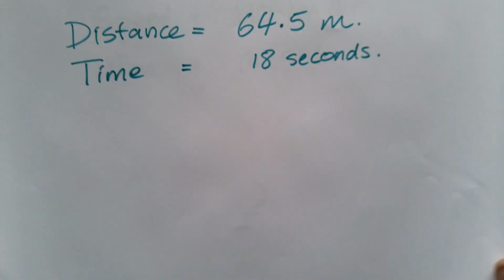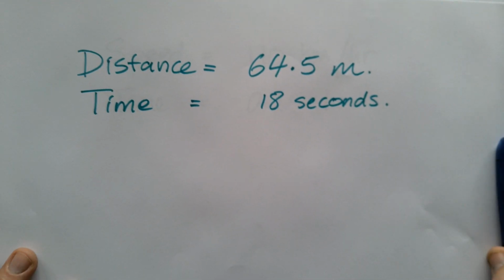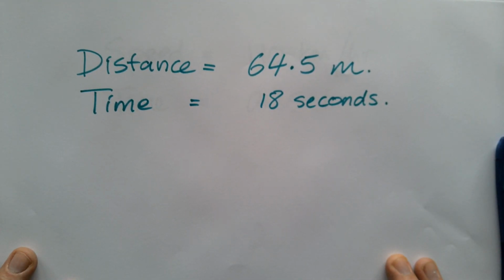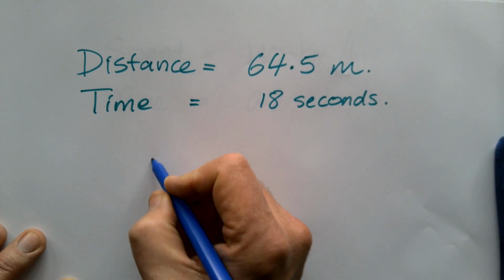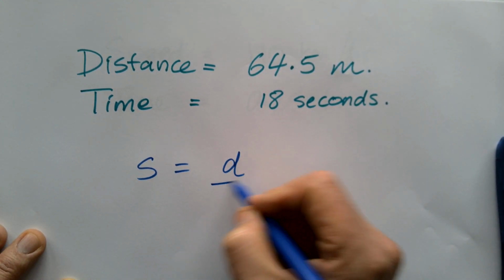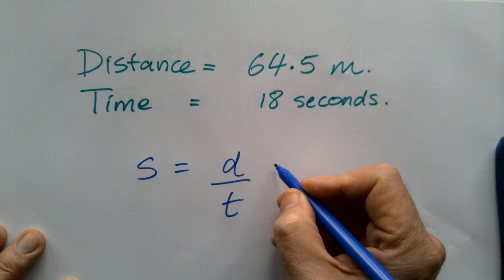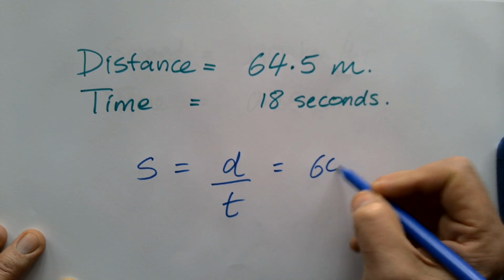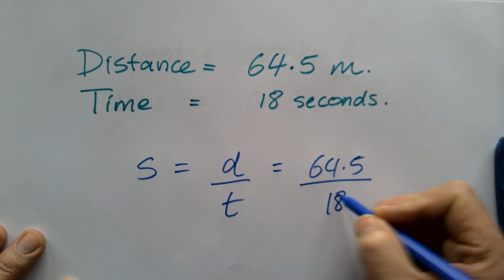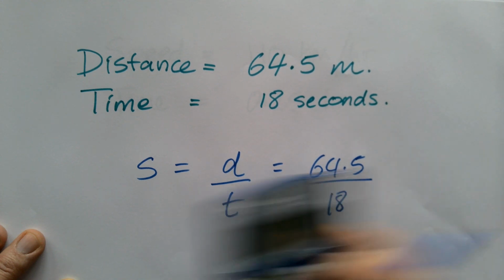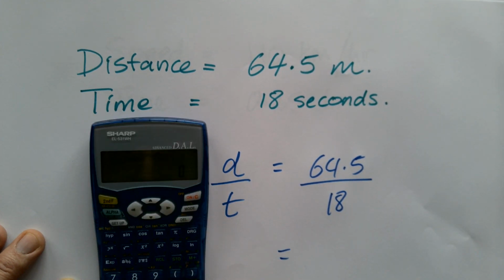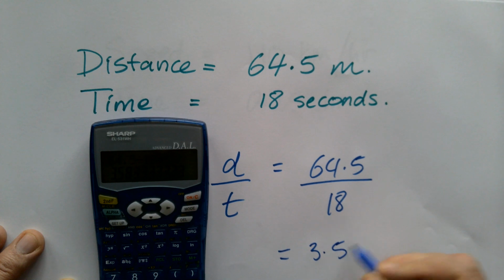All right, so first of all, I need to find the speed if something is moving over 64.5 meters and it's taking 18 seconds to do that. So speed equals distance over time. Okay, so my distance, 64.5 over 18 seconds. So I simply divide that, 64.5 divided by 18. Call that 3.58, that'll do.